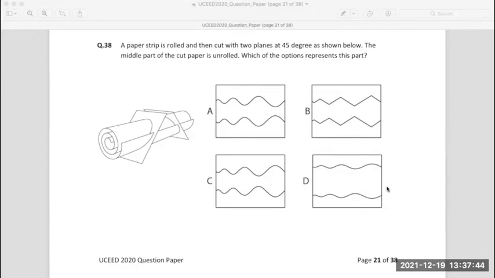Can anybody let me know straight away, very straight away, which is the wrong answer? Which is a pattern that is not possible? B. D. Yes, B is not possible. Is D possible? A smooth curve? No, right? It has to be a very wavy curve like this or like this, because of the manner in which the 45 degree cut is happening. So this is not possible also.